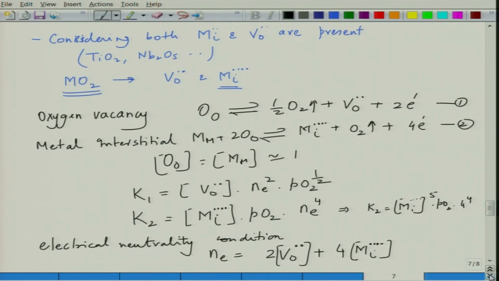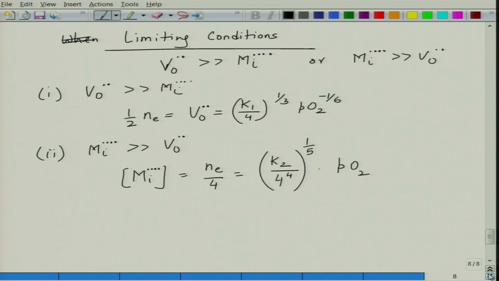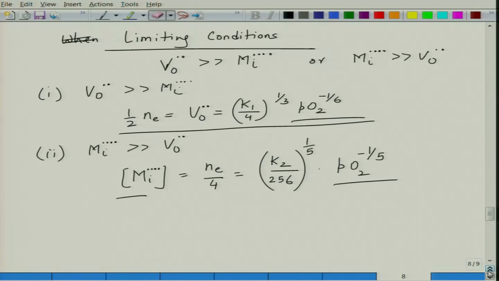all right. So, this will become K2 divided by 4 to the power 4, 4 to the power 4 is 256 basically. You can write this as 256, minus 1 over 5. So, this is what you will have situations like. So, you will have Mi showing a dependence of minus 1 over 5 and oxygen showing a dependence of minus 1 over 6. So, now in both of these regimes you would like to calculate what is the corresponding metal interstitial concentration and what is the corresponding oxygen vacancy concentration.